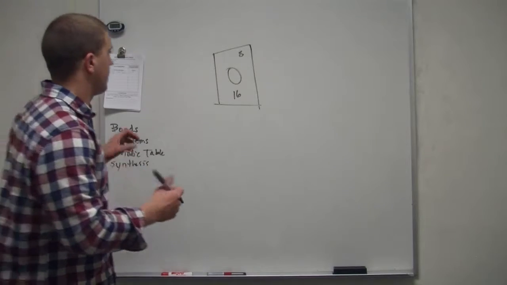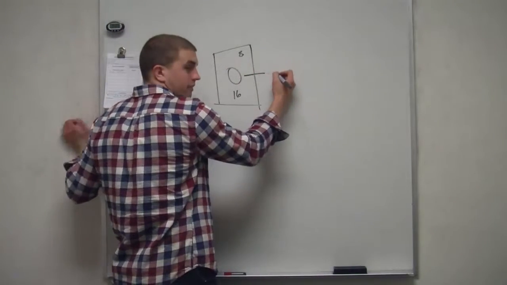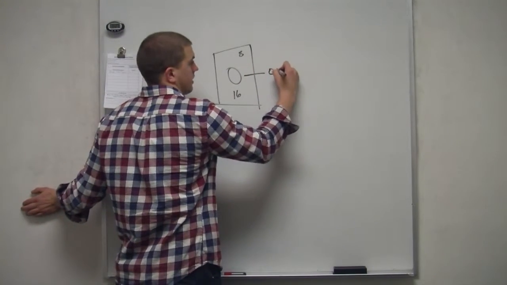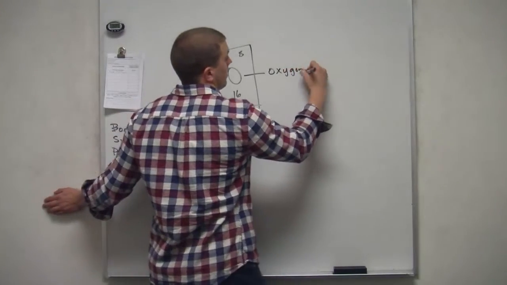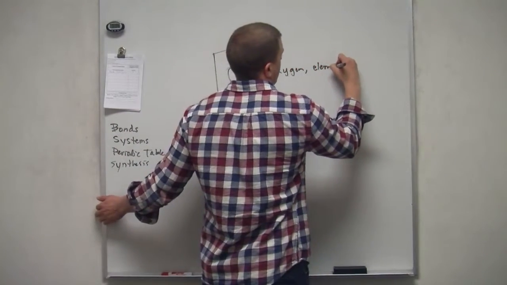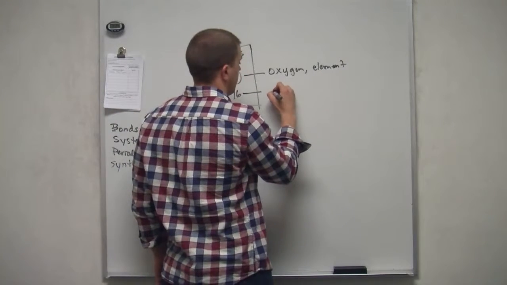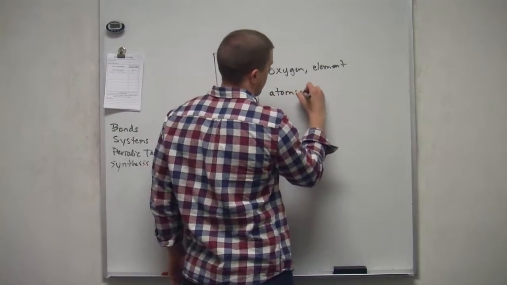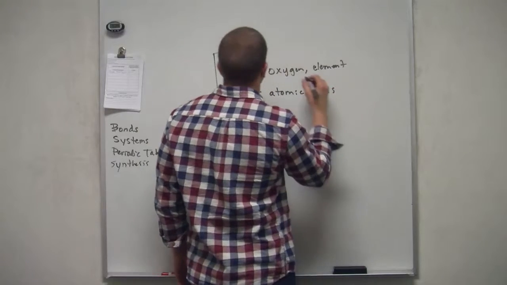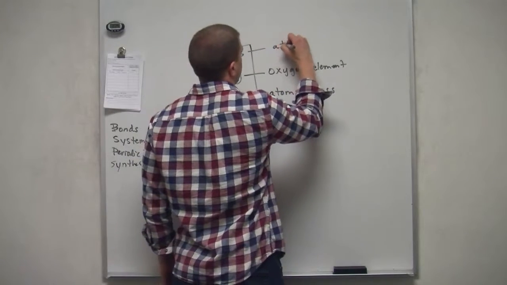So if I drew this up here, what's this O going to represent? Oxygen, right? So it's the name of the chemical, or the element. This number is the atomic mass. And this is the atomic number.